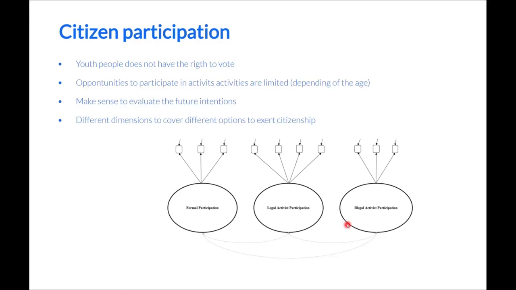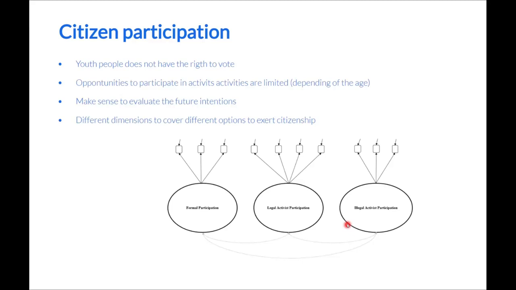For example, youth students don't have the right to vote. Because of that, it's very difficult to measure formal participation in young people, people less than 18. In most countries, the legal age to vote is 18. We have only some cases where it's 16, and we have other cases where it's 21 even today.